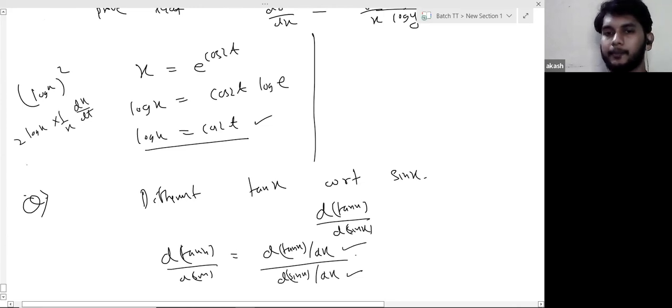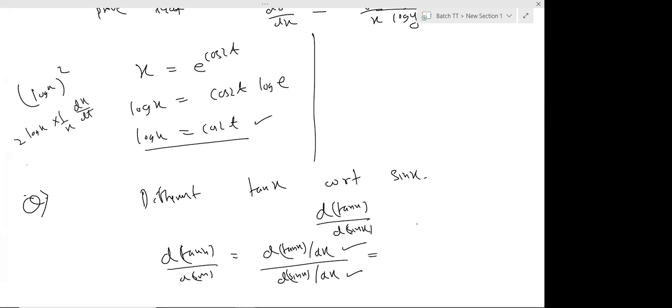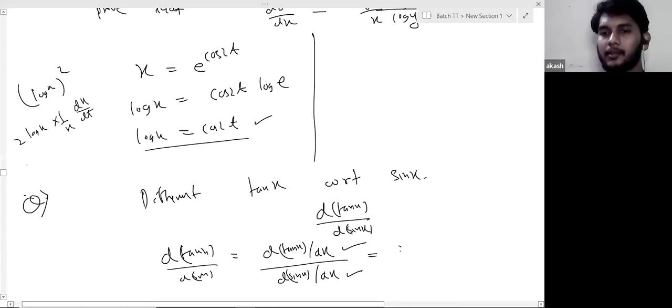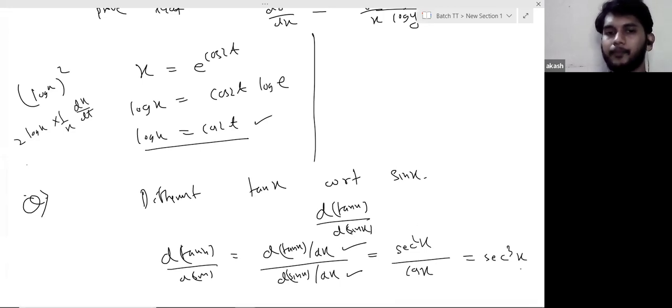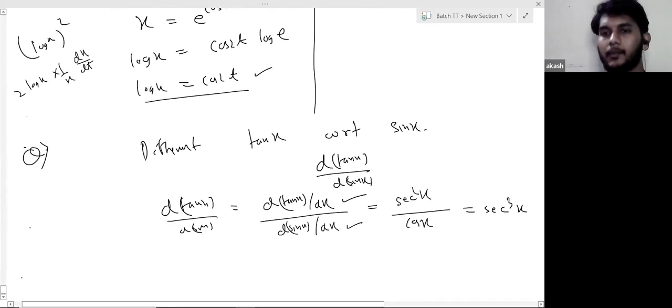All right, am I clear with what I'm saying here? Yes, sir. So what is the differentiation of tan x? Tan x gives sec square x, upon sin x gives cos x. So sec cube x is the answer. Very simple. Yes or no?